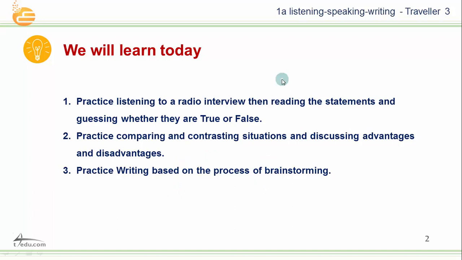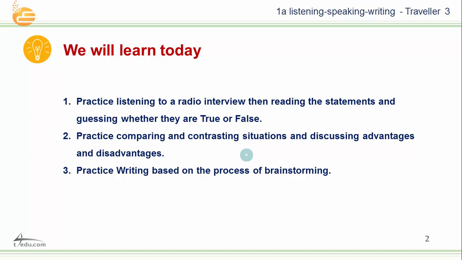So for number one, I call on you to get ready and get your headphones because we're going to listen to a radio interview. After the listening, we're going to say if the sentences are true or false. And number two, we will do some comparison between two things that have advantages or disadvantages.